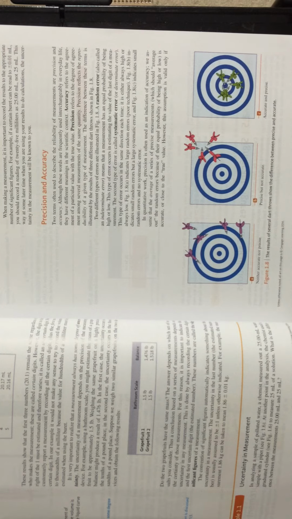These numbers are called the significant figures of a measurement. The convention of significant figures automatically indicates something about the uncertainty in a measurement. The uncertainty in the last number is usually assumed to be plus or minus 1, unless otherwise indicated. For example, the measurement 1.86 kilograms may be taken to mean 1.86 plus or minus 0.01 kilograms.